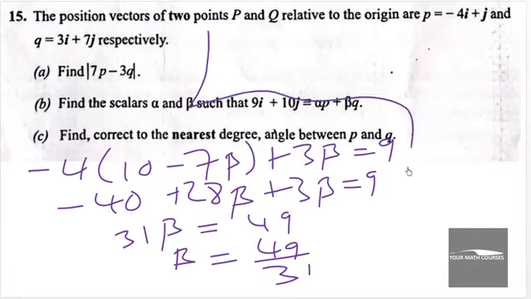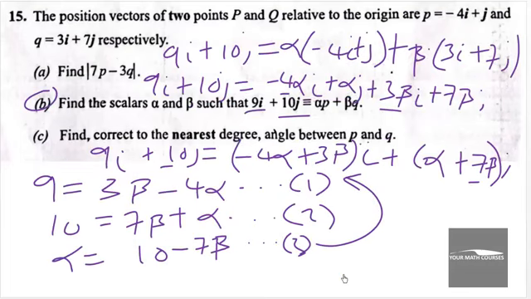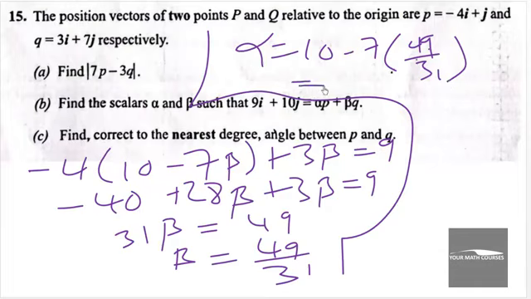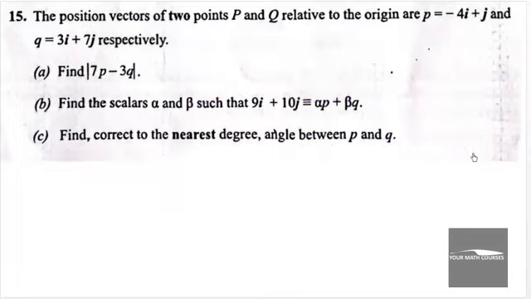I want you to work for alpha. Have you done that? So you notice that from here we have alpha equals 10 minus 7 beta. So alpha is equal to 10 minus 7 times 49 over 31. And this will be equal to negative 33 over 31. So the values of alpha and beta are negative 33 over 31 and 49 over 31. These are the values of the scalars.